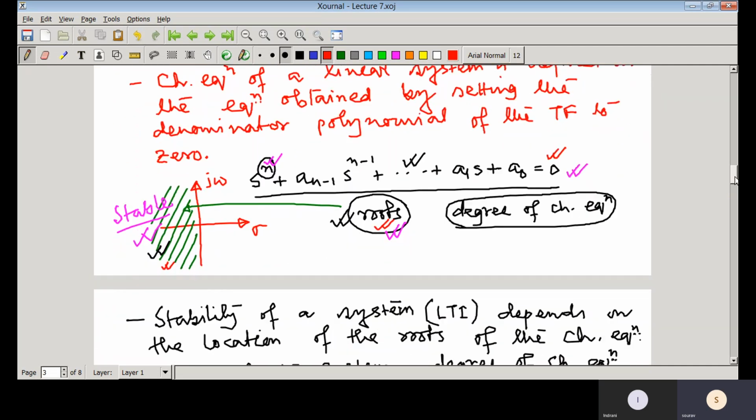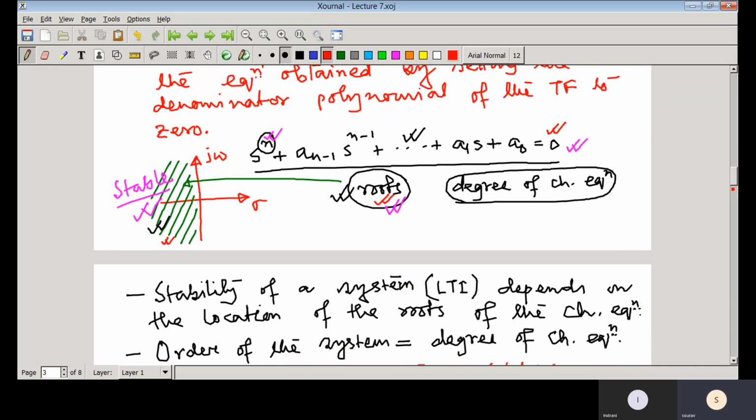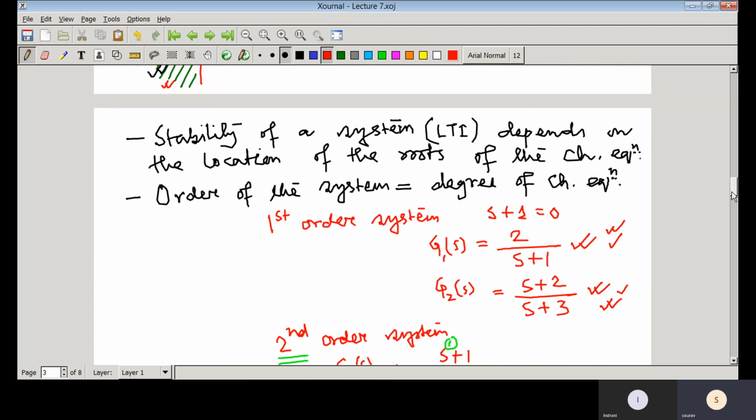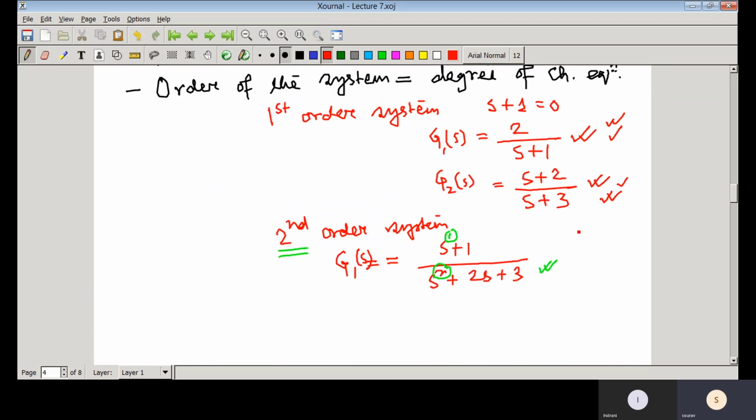Another thing we have discussed is the degree, that is, the order of the system. It depends on the degree of the characteristic equation. The degree of the characteristic equation is called the order of that system, and we have just discussed some examples. So now let us see how to represent the transfer function matrix.